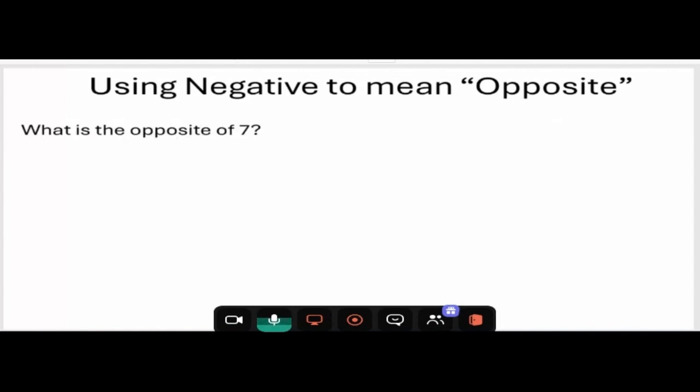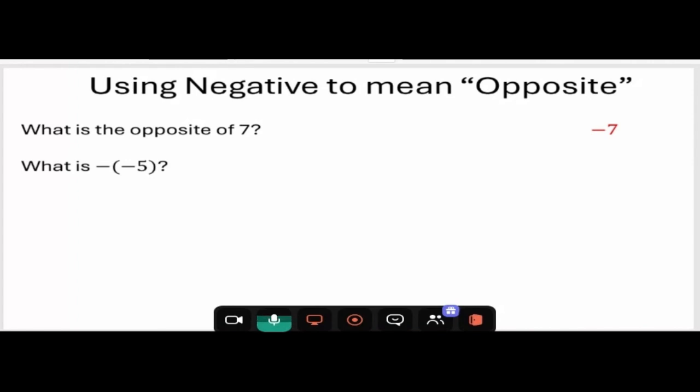So let's just quickly look at a few, starting easy. What is the opposite of 7? Now we know when we don't bother to write, this is one of those places where math people are lazy. We decided that if we don't need to put the plus sign in front, we don't, but we know it's there. So that 7 is actually a positive 7. The opposite of positive 7 is negative 7.